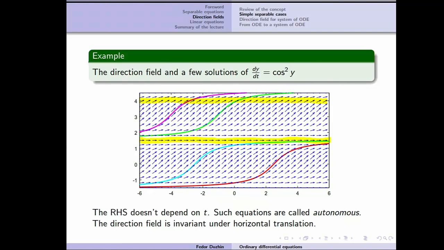Of course, it means that the equation is separable. These equations have a special name. They're called autonomous equations, when the right-hand side does not depend on t. And what is special about them is that the direction field is invariant under horizontal translations. Which means that if you take any solution and move it to the left or to the right, then you get another solution of the differential equation.